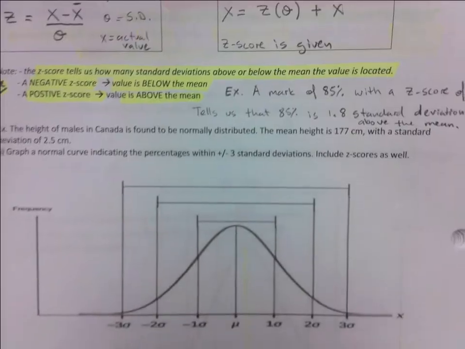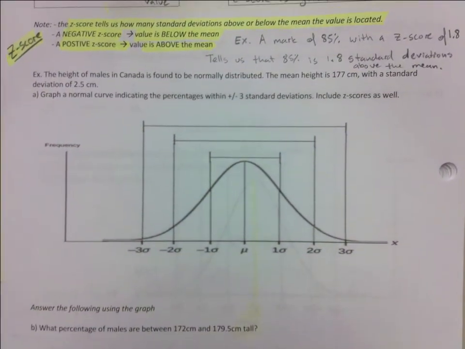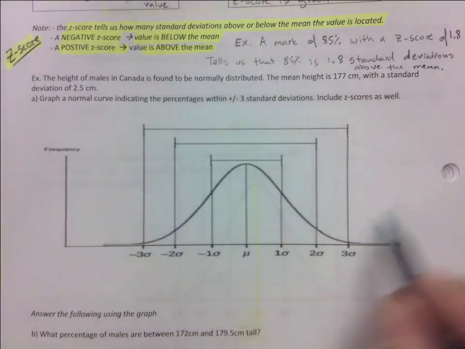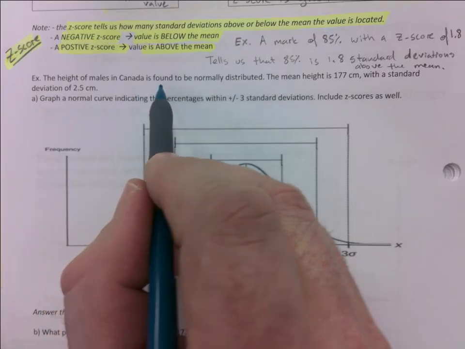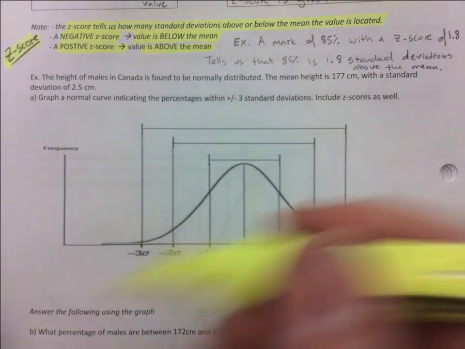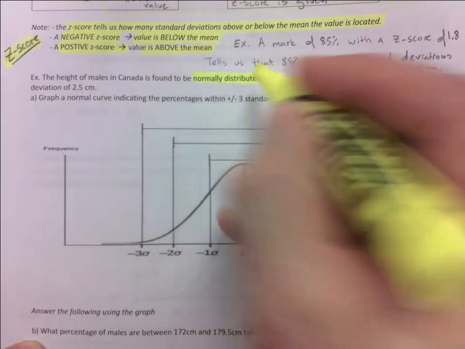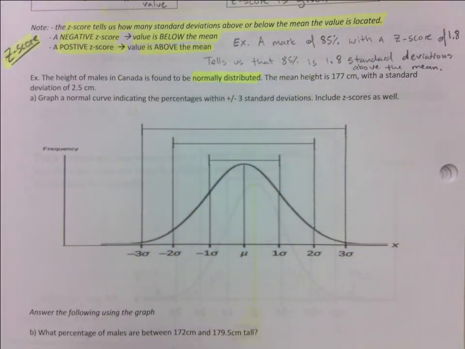Let's try this here. So let's do the first question here. I gave you a bell curve, so we just have to fill that in. The height of males in Canada is found to be normally distributed. Very important, because that tells us a whole bunch of things that we already know from the previous page.